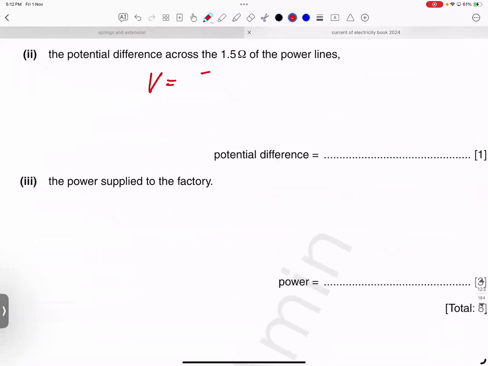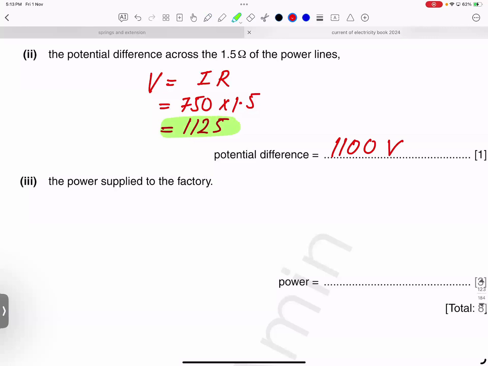The potential difference across the 1.5 ohm power lines. V is equal to IR. The current is 750, the resistance is 1.5. That gives 1125 volts. Make sure you write the actual value. Don't skip it. I just rounded to two significant figures, but in the next question we need to use the actual.